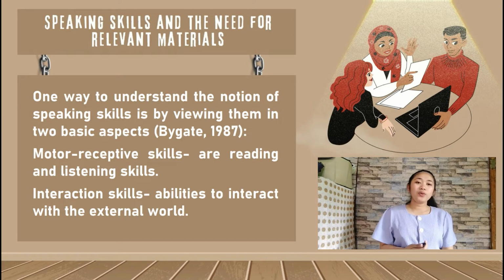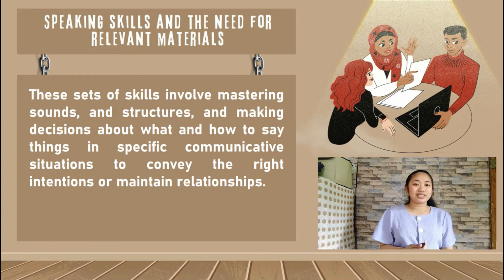According to Bygate, one way to understand the notion of speaking skills is by viewing them in two basic aspects: motor receptive skills and interaction skills. Motor receptive skills are reading and listening. These skills are essential in mastering or acquiring a new language, and interactive skills refer to the ability to interact with the external world. These sets of skills involve mastering of sounds and structures and making decisions about what and how to say things in specific communicative situations to convey the right intention or maintain relationships.